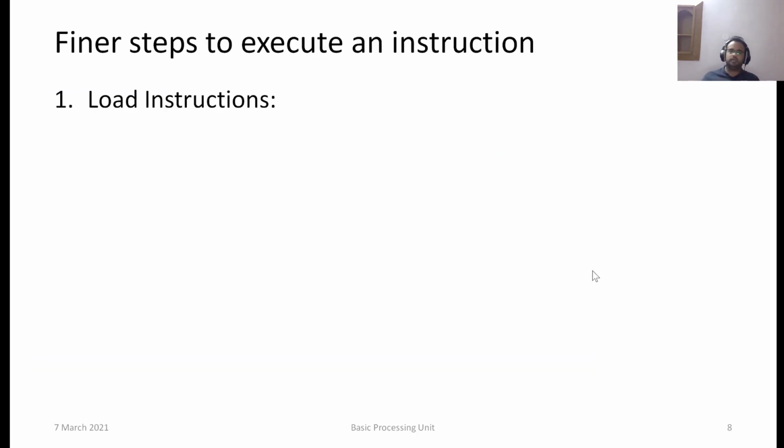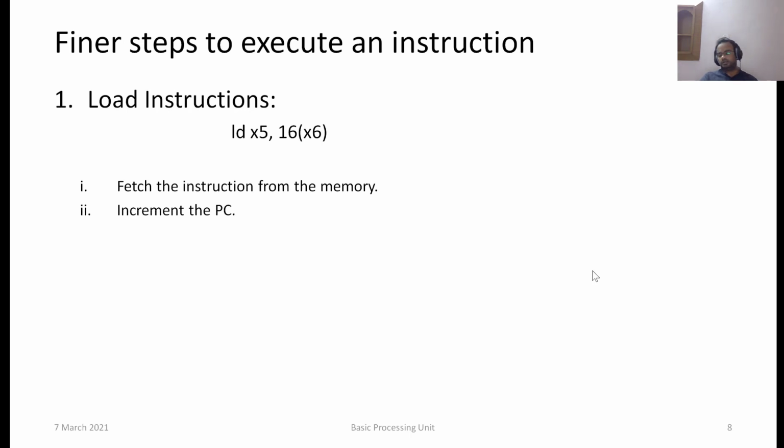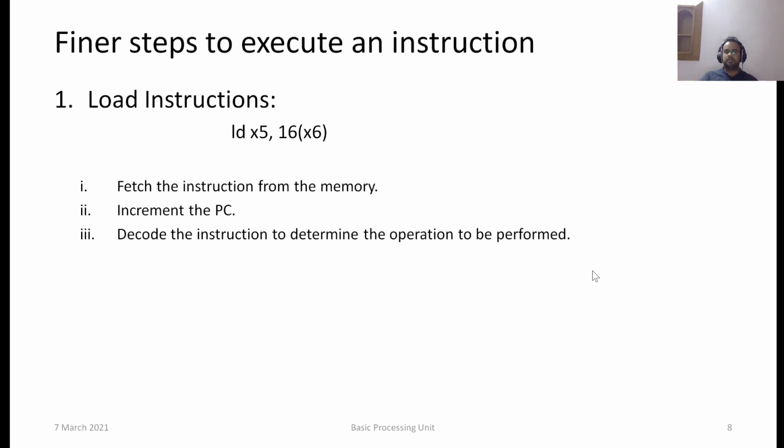Now let's look at each of the instructions and try to differentiate each of the steps in how we go about executing those instructions, right? Let's start with load instructions. Let's take the example of load double x5, 16(x6). The very first step would be fetching this instruction from the memory using its PC, and immediately we increment the PC. PC equals PC plus 4 typically, and then the machine code of this instruction would be in the IR.